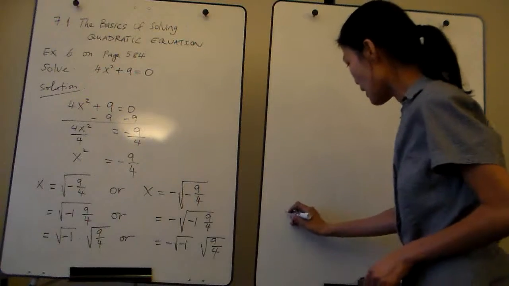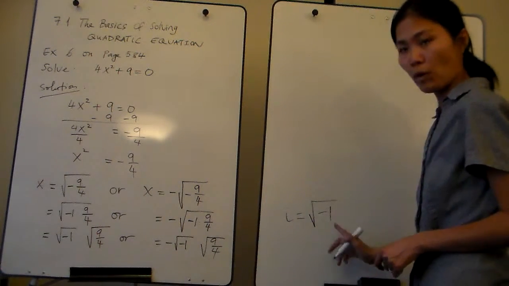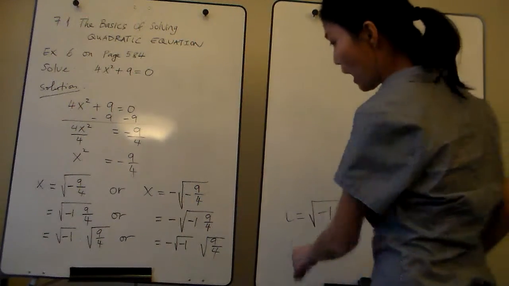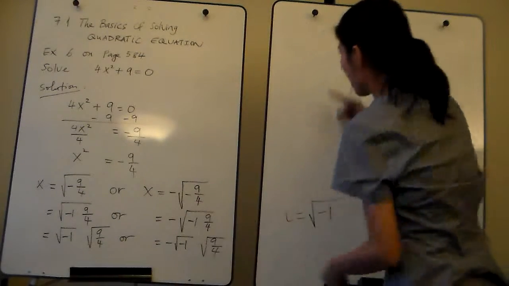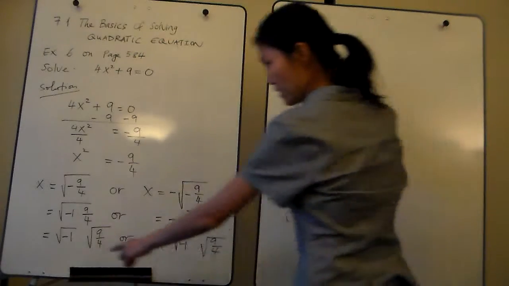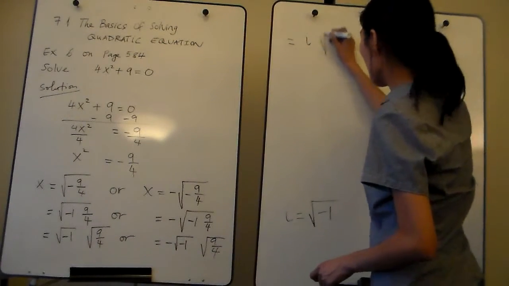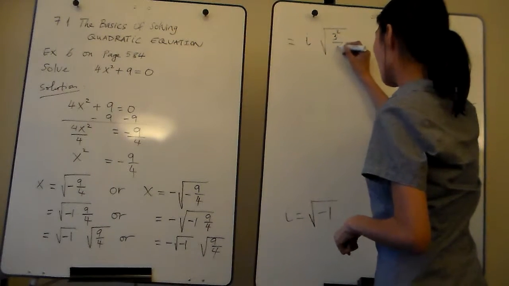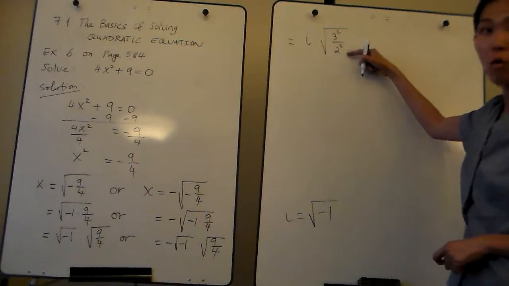So you know that i is equal to the square root of negative 1. We covered this earlier. So I'm going to replace the square root of negative 1 with i. I continue from here and get i times the square root of 9 over 4. Now 9 over 4, you can rewrite as 3 squared over 2 squared, because 3 squared is 9 and 2 squared is 4.